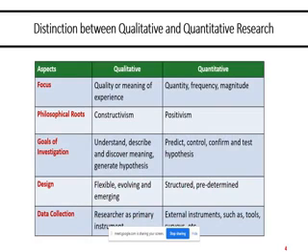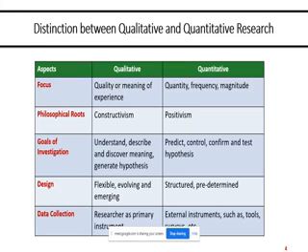First aspect is the focus. Where is the focus of qualitative research? Quality or meaning of experience. In quantitative research, we have quantities, we have frequencies, the number of times a particular event occurs, and we have its size measured in terms of numbers, which we call magnitude. In terms of psychological roots, qualitative research is in constructivism and quantitative research is in positivism.